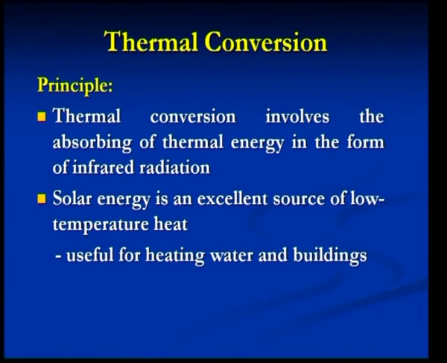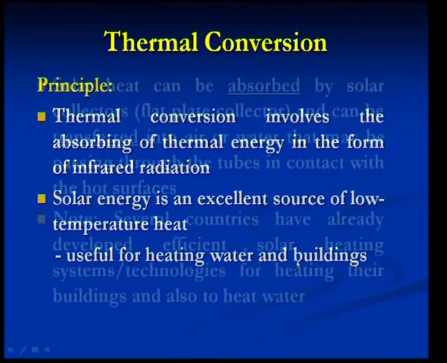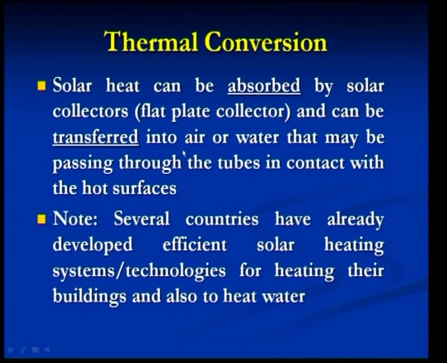Solar energy, which is an excellent source of low temperature heat, can be useful for heating water, buildings and so on. In the case of thermal conversion, the solar heat can be absorbed by solar collectors. They are also called flat plate collectors, and after the absorption of the solar heat by the solar collectors, it can be transferred into a fluid, either air or water or any other fluid medium that may be passing through the tubes in contact with the hot surfaces.